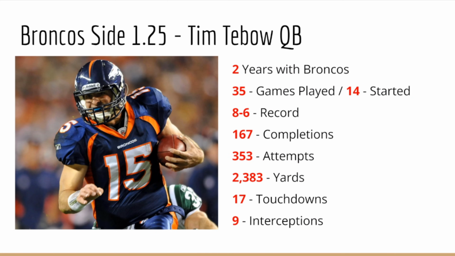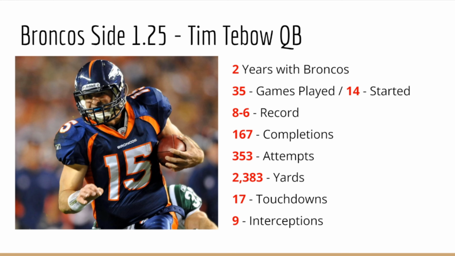Tebow only played 2 years with the Broncos, playing in 35 games, starting 14 of them. He would end up having an 8-6 record with the Broncos, throwing 167 completions on 353 attempts. He threw for 2,383 yards, 17 touchdowns, and 9 interceptions. And I looked for the rushing stats, and I didn't see him on the website. And of course, you've got to remember Tebow's rushing upside. He'd always rush the football. So those are his passing stats, I believe. There's still a bunch of other rushing stats that I really couldn't fit onto the slide. You see how much room those stats took up. I couldn't add the rushing stats.